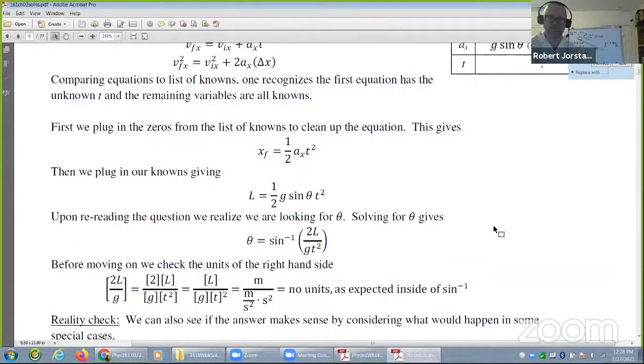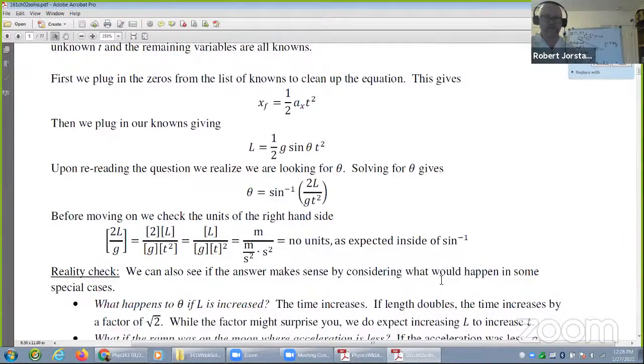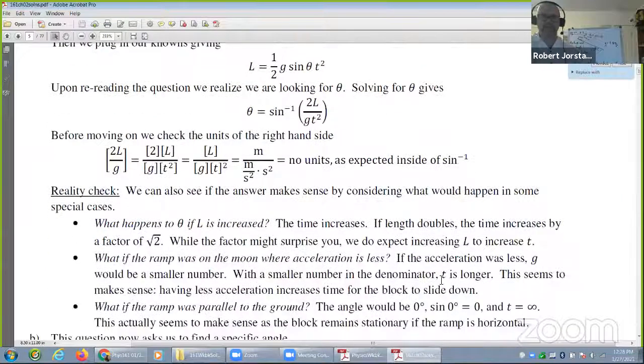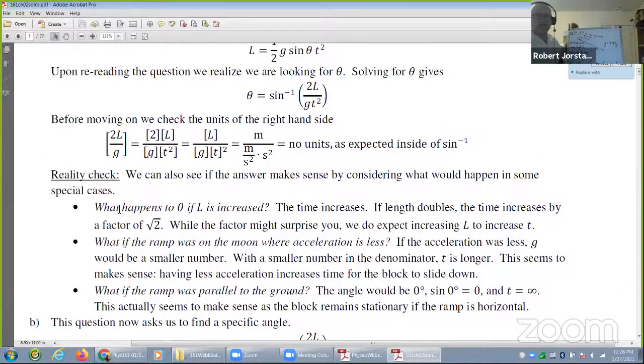Here's that written out if you need it. All right, so the unit math. And then notice I do some reality checks here. If you're wondering what I mean by a reality check, this is what I mean. What should happen if L is increased? I think if L is increased, the time will increase. Oh, there's a square root in here. So this is kind of showing you that reasoning.